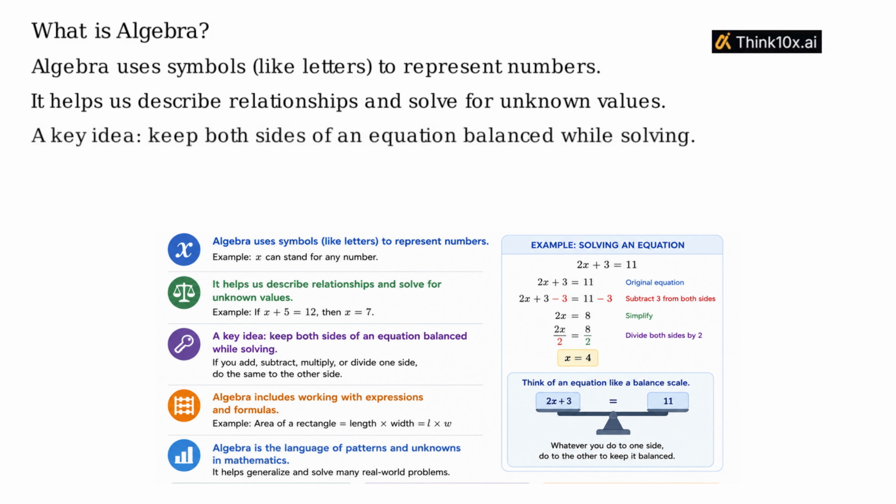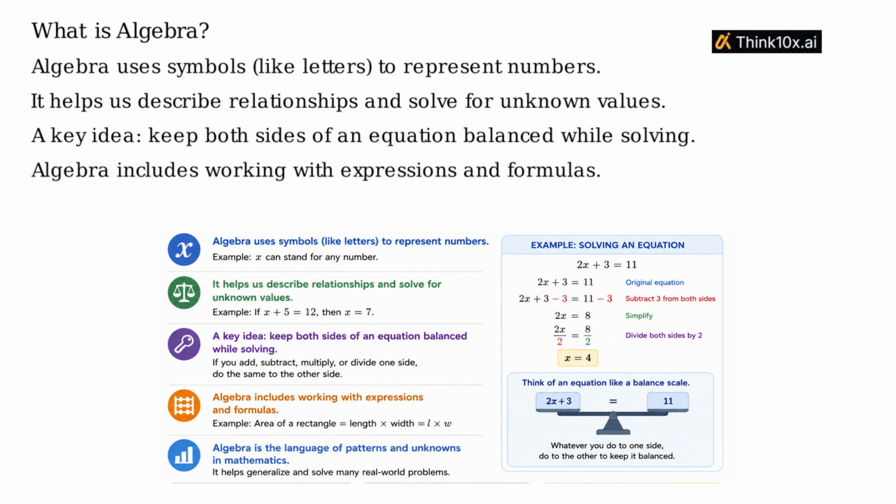A common goal in algebra is to find an unknown by keeping an equation balanced. Whatever we do to one side, we do to the other, so the relationship stays true. That's the fairness rule that makes algebra reliable. Algebra also gives us tools like expressions and formulas. Expressions let us represent computations without finishing them. And formulas are like reusable rules that work for many situations, not just one problem.